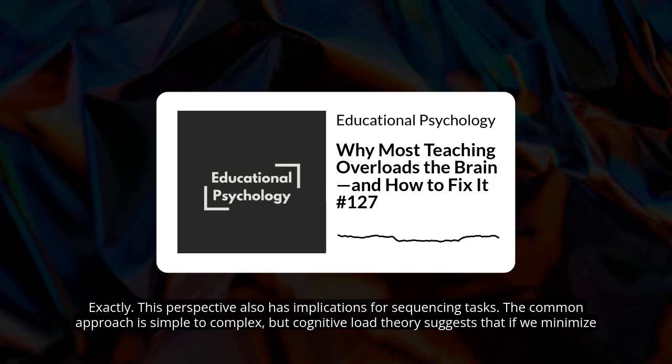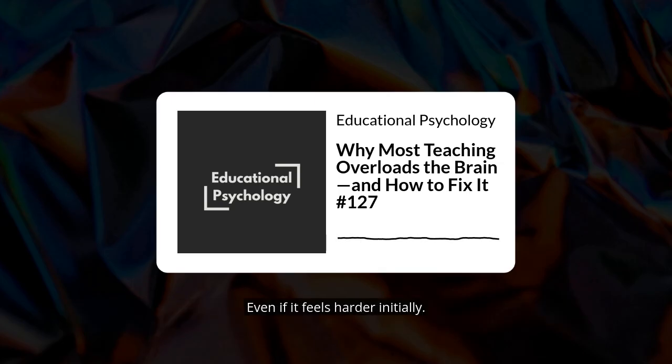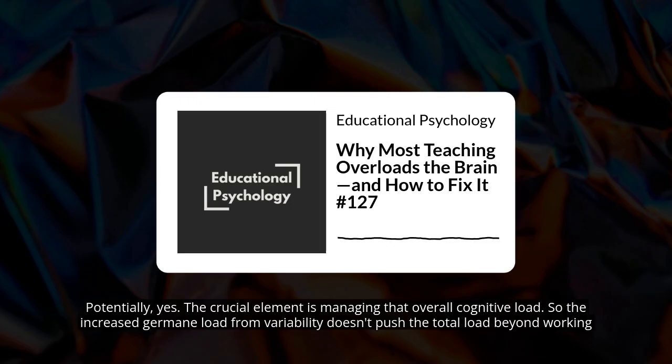Exactly. This perspective also has implications for sequencing tasks. The common approach is simple to complex. But cognitive load theory suggests that if we minimize extraneous load effectively, using worked examples, etc., then a more randomized or varied sequence, even early on, might actually be more effective for long-term learning and transfer. Even if it feels harder initially. Potentially, yes. The crucial element is managing that overall cognitive load so the increased germane load from variability doesn't push the total load beyond working memory limits.